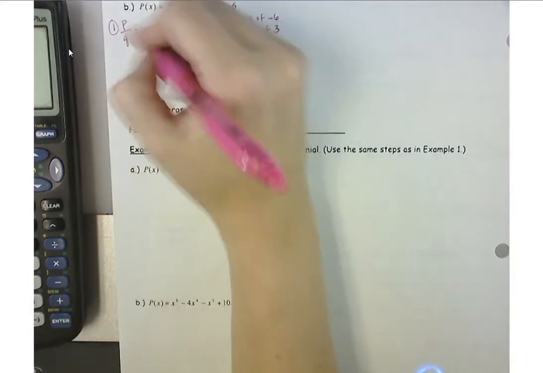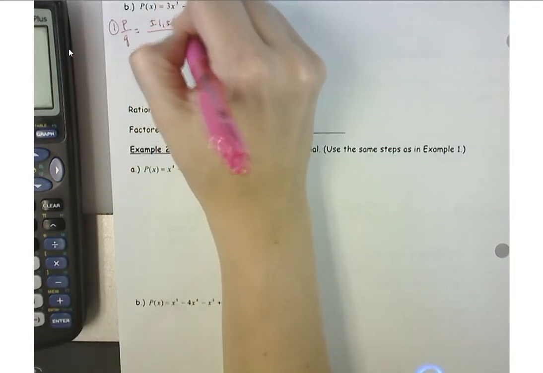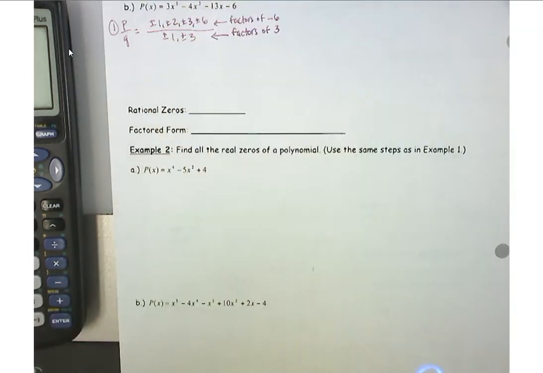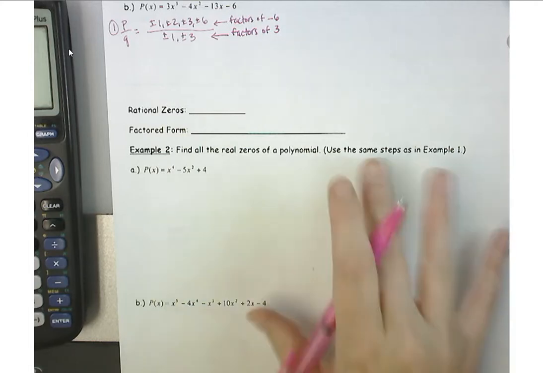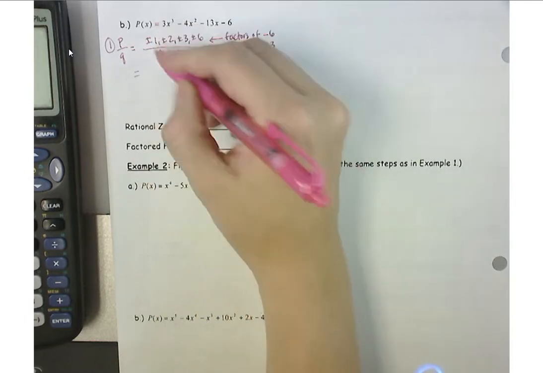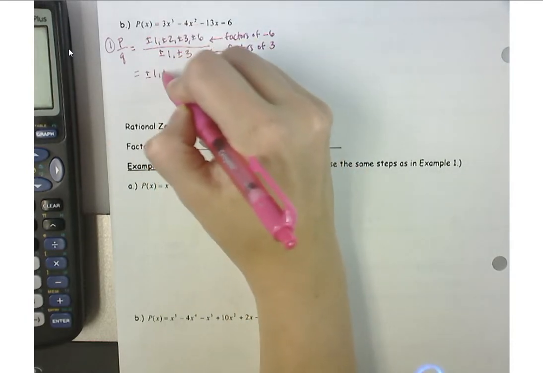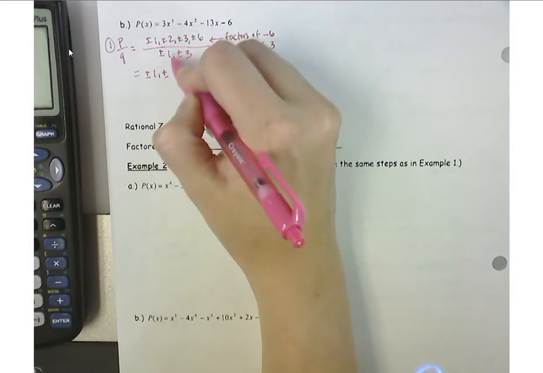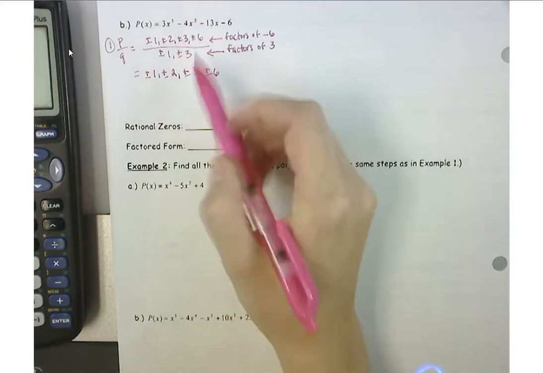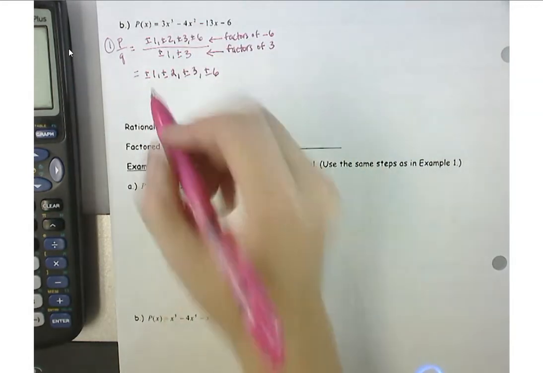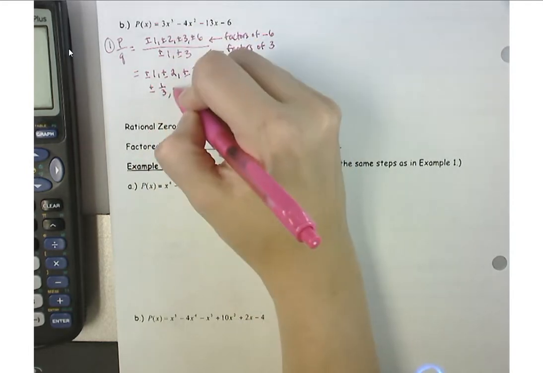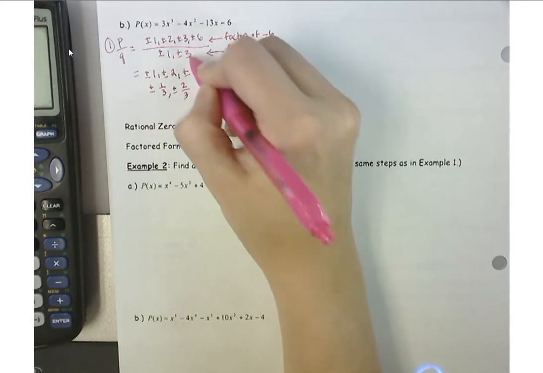Okay, so for 6, I have ±1, ±2, ±3, ±6. For 3, I have ±1, ±3, and then I have to divide. Okay, so when I divide, if I divide everything by 1, I'm going to get those same things, right? So 1 divided by 1 is 1, 2 divided by 1 is 2, 3 divided by 1 is 3, 6 divided by 1 is 6. Now I have to divide everything by 3. So 1 over 3 is going to be ±1/3. 2 over 3 is ±2/3. What's 3 over 3? 1.